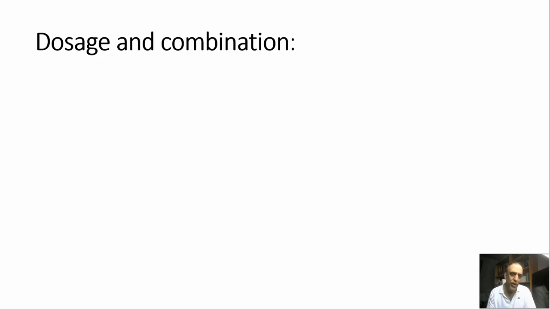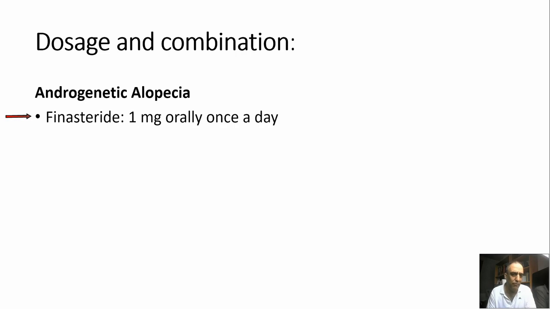Dosage and combination. Usually for androgenetic alopecia, or baldness, we use finasteride 1 milligram orally once a day, because it is a tablet. It is effective, and very usually we can use this medicine.